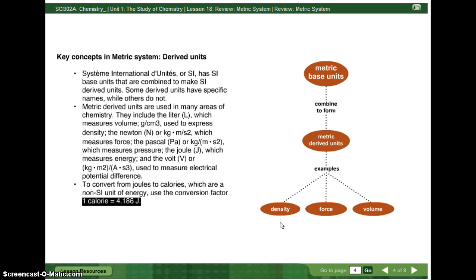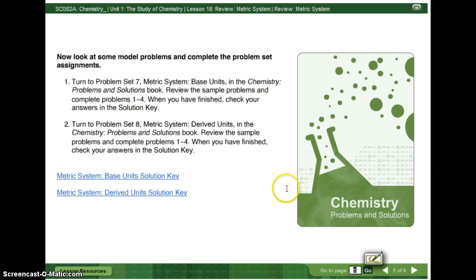So what's the example for density? Grams per centimeters cubed, or grams per liter. What's the unit for force? Newtons. What's the unit for volume? Centimeters cubed or liters. All right, so we're going to go into the problem set and work on some of the problems.